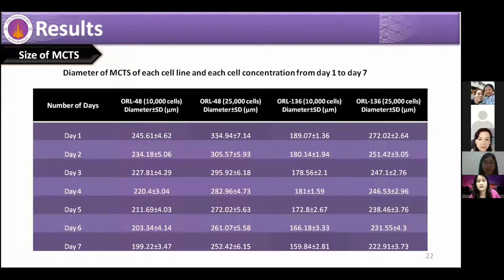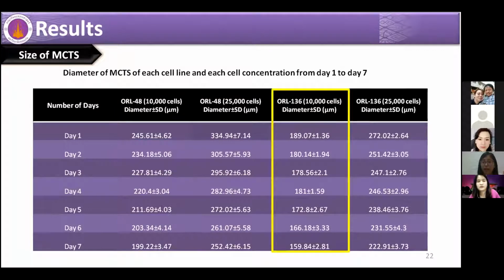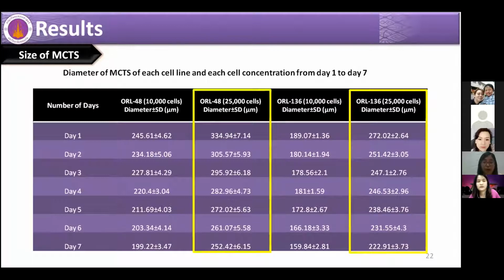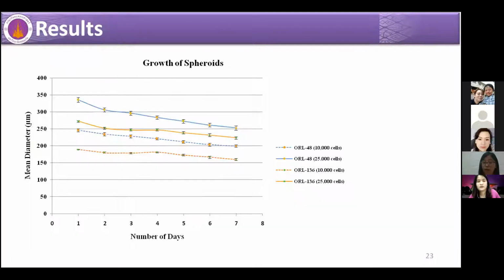To compare the sizes, you observe from day 1 to day 7. For 10,000 cells ORL48, the largest diameter is on day 1 and it keeps on decreasing until day 7. A similar trend is observed for 25,000 cells ORL48. For 10,000 cells ORL136, we also see decreasing diameters with time, and compared with ORL48, it has a slightly smaller diameter. For 25,000 cells ORL136, the diameter is also decreasing, and compared with ORL48 at 25,000 cells, it is slightly smaller. Overall, the smallest diameter recorded was 159.84 and the largest was 334.94 micrometers.